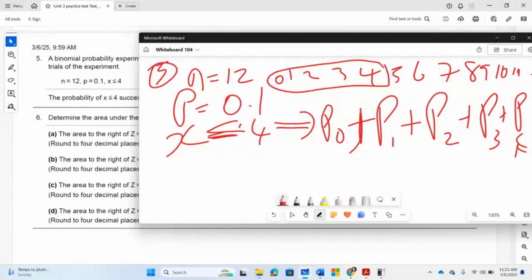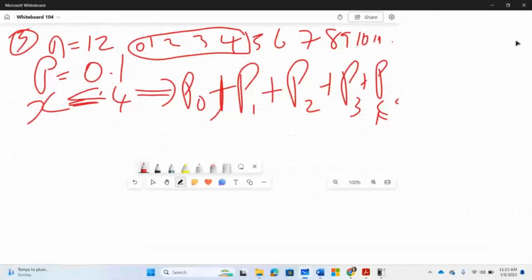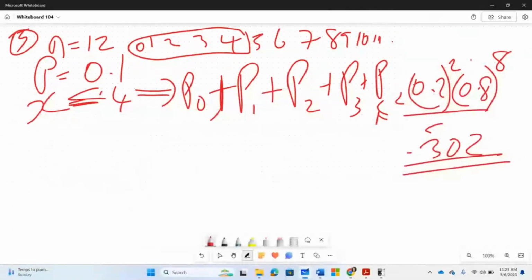Okay, so I want to extend this, make it bigger. What does it really mean to find the probabilities from 0 to 4? Because the sign given to us is less than or equal to, we are told to accumulate from 0 to 4. We can do it individually. We can say P0.